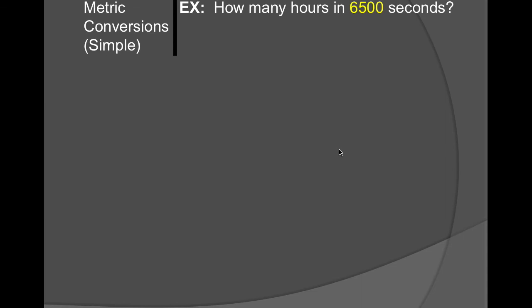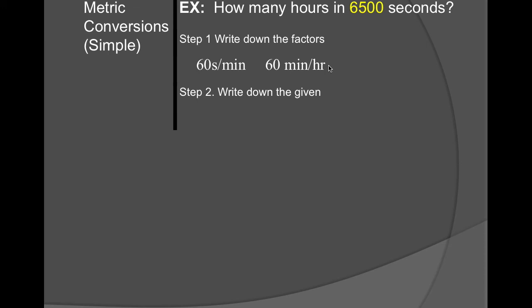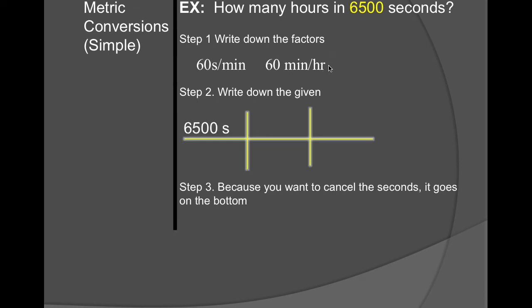How many hours in 6,500 seconds? Let's write down the factors. So now we're going from seconds to hours. We know that 60 seconds is for every minute, and there are 60 minutes in every hour. Write down the given, put up your cross, and because you know you want to cancel the seconds are going to go down at the bottom, and we know for every 60 seconds there is 1 minute.